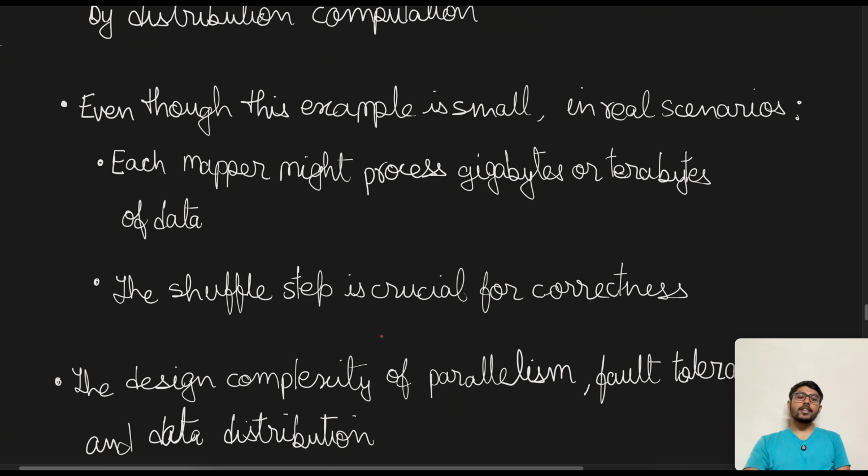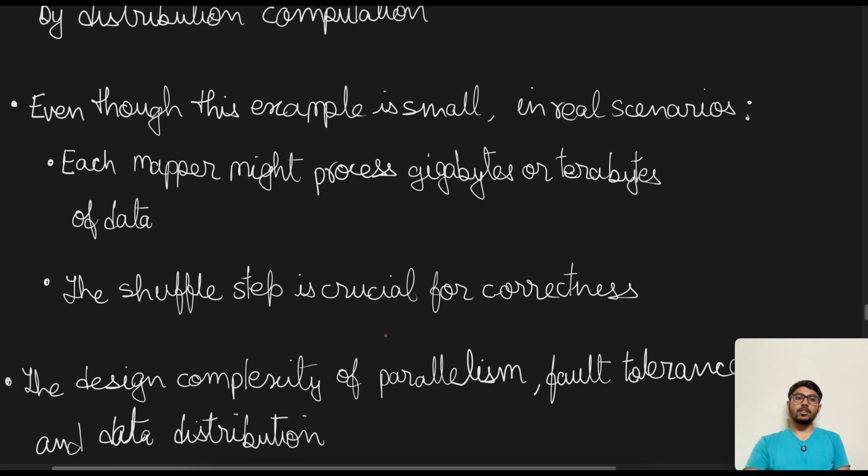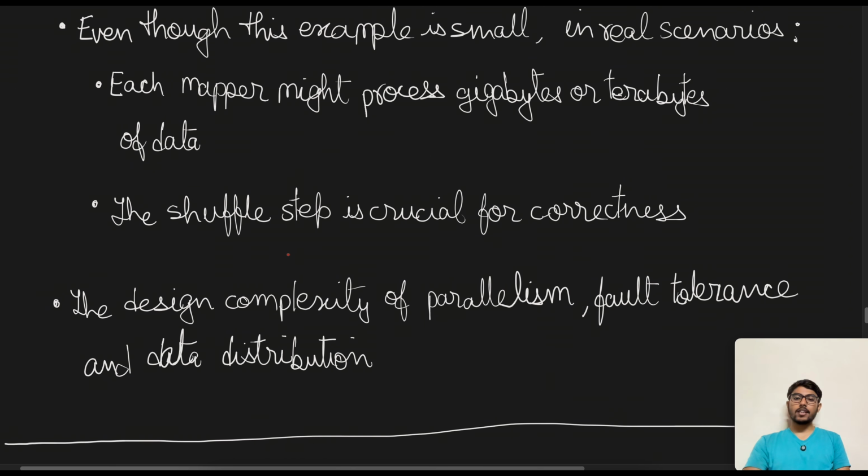The third point is the design complexity of parallelism, fault tolerance and data distribution. So one thing which we can see here quite easily is, although this is more efficient, it has a bit of complexity in its design in terms of who will process what and how that particular timing will go across, right. We need to make sure that the architecture we saw above is fault tolerant as well as the data distributes equally across map workers.